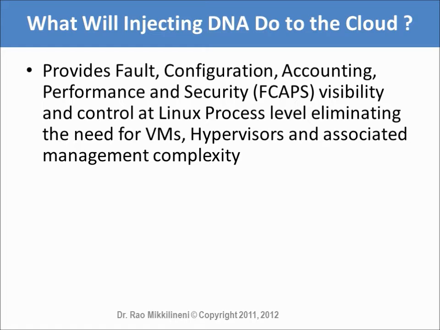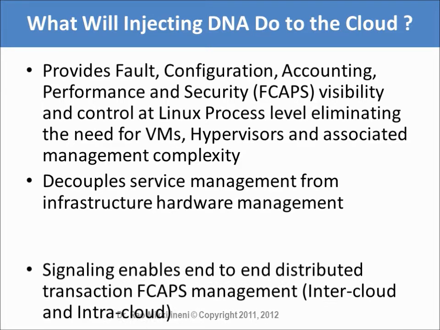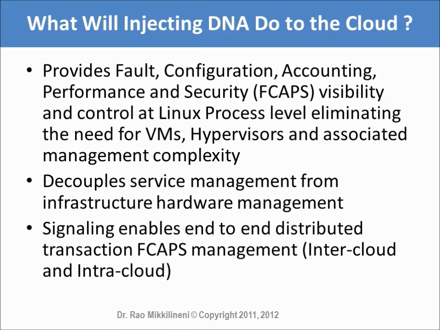There are three benefits derived from the DIME network architecture. One, it provides fault, configuration, accounting, performance, and security visibility and control at Linux process level, eliminating the need for virtual machines, hypervisors, and the associated management complexity. Number two, it decouples the services management from infrastructure hardware management. And number three, the signaling control network allows end-to-end distributed transaction FCAPS management, both in the intercloud and intra-cloud environments.